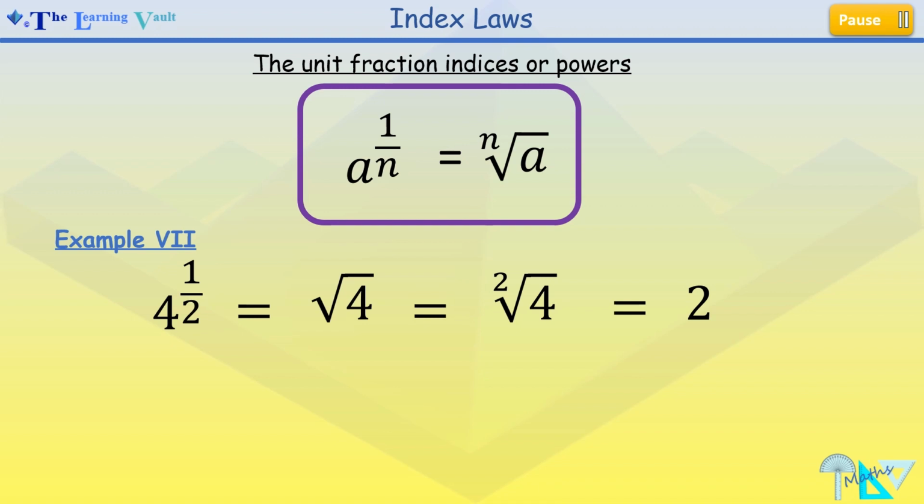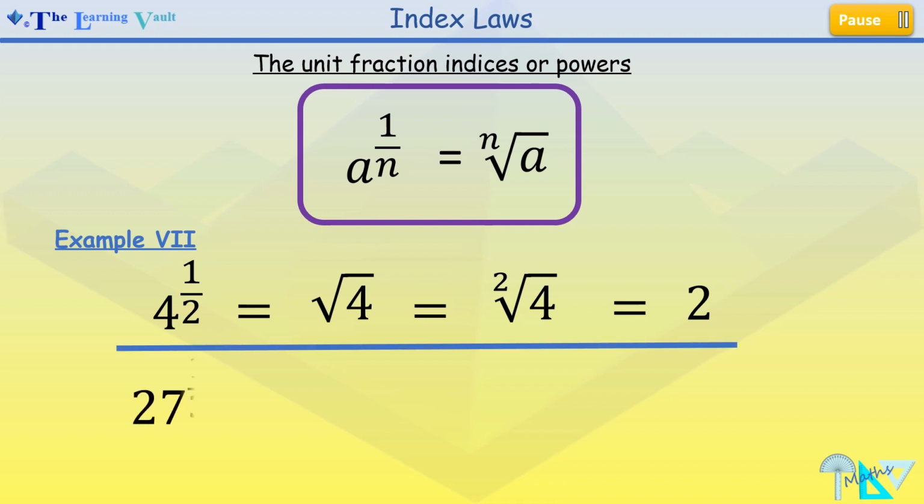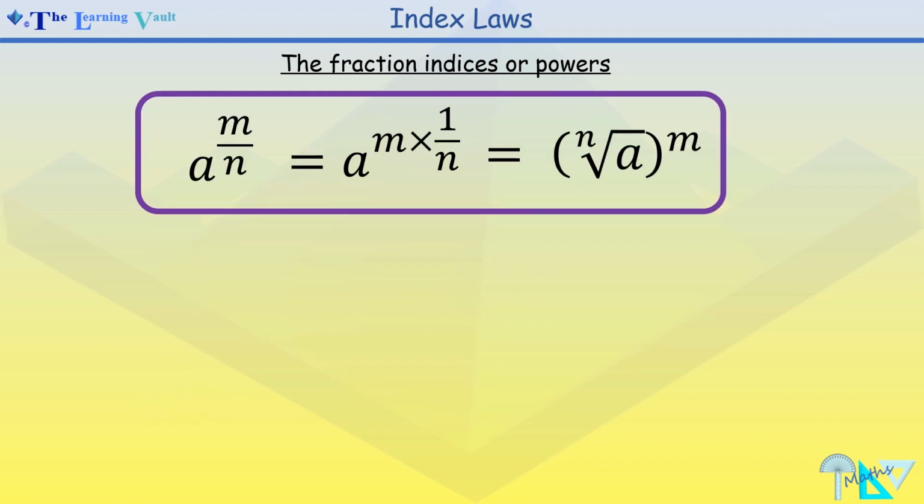And the next demonstration is where we have 27 to the power of a third. You may pause and have a go. This means cube root of 27. This gives us 3.